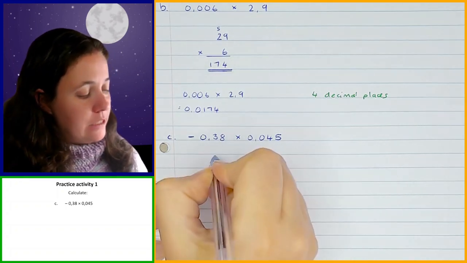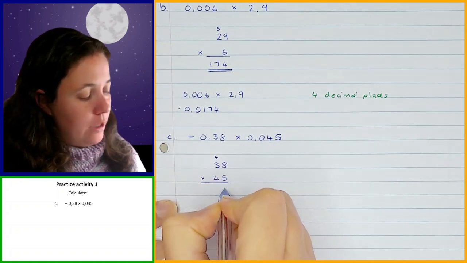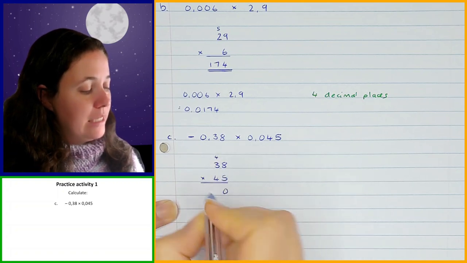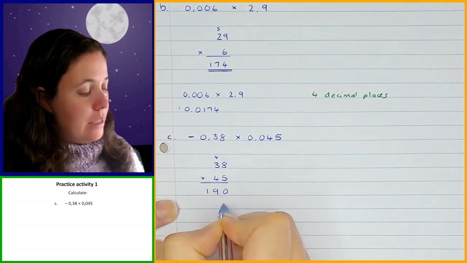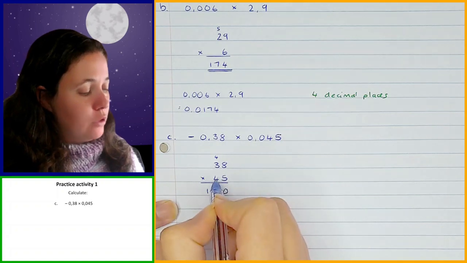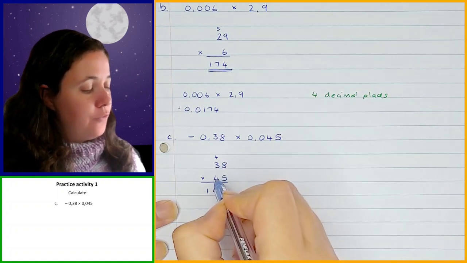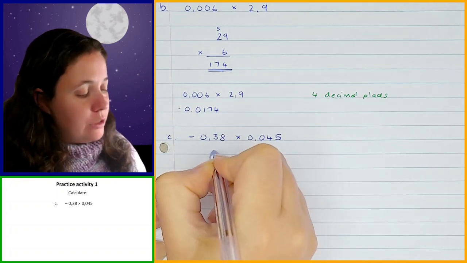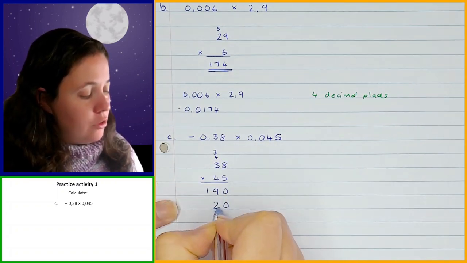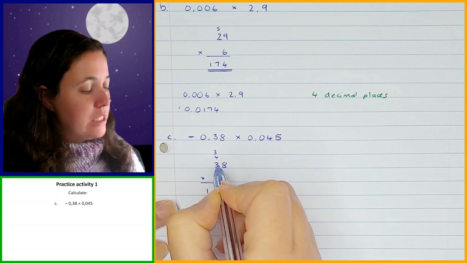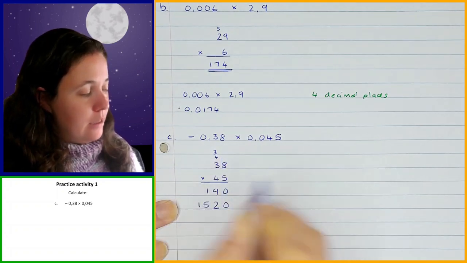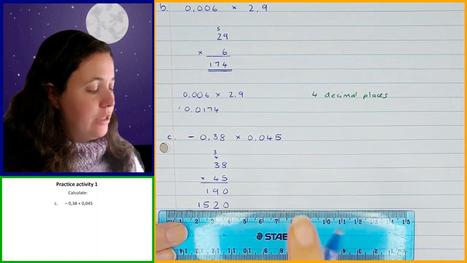5 times 8 is 40, so I put 4 and 0. And then 5 times 3 is 15, plus 4 is 19. Then I put down a 0 because I'm multiplying by 40 now, not just 4. So 4 times 8 is 32, so I put the 3 over there and the 2 over here. 4 times 3 is 12, plus that 3 is 15. Okay, so now we're going to go and add these together.